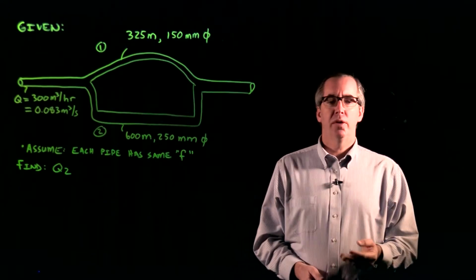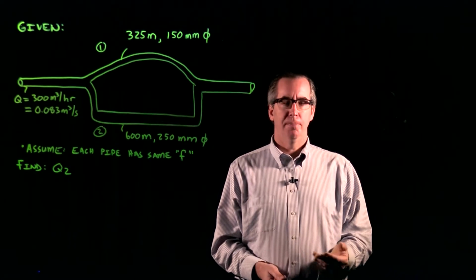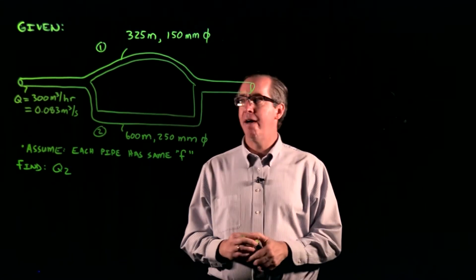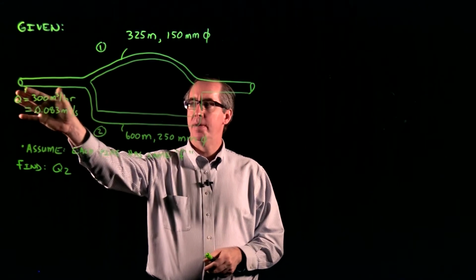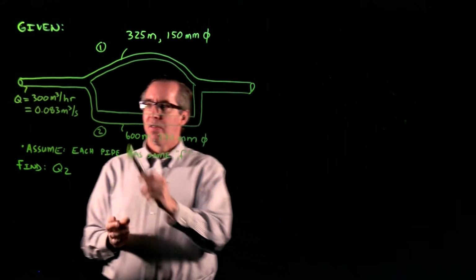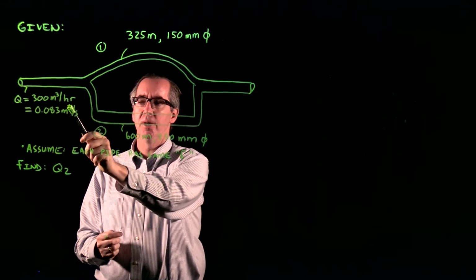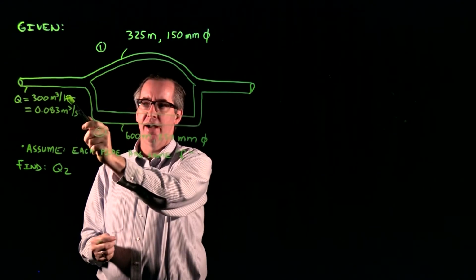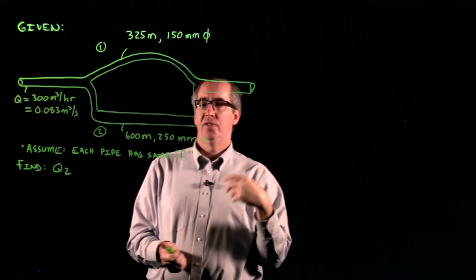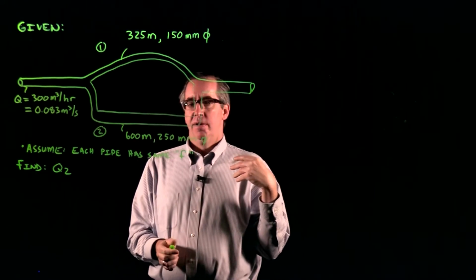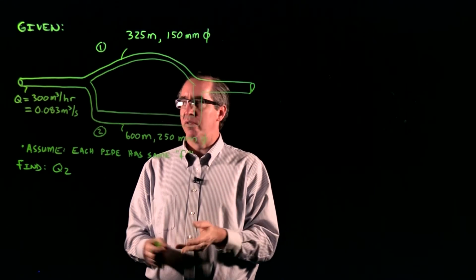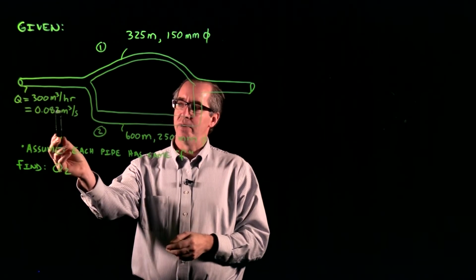In this example, we're going to solve for a parallel pipe flow application. What we have is a pipe that is originally carrying 300 cubic meters per hour, which is equal to 0.083 cubic meters per second. And again, to get that, I just divided by 3,600. There's 60 minutes in an hour, and in a minute you have 60 seconds, so you just divide by 3,600 and you get 0.083 cubic meters per second.